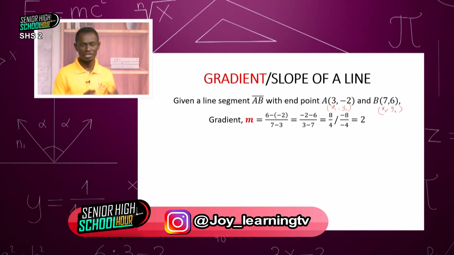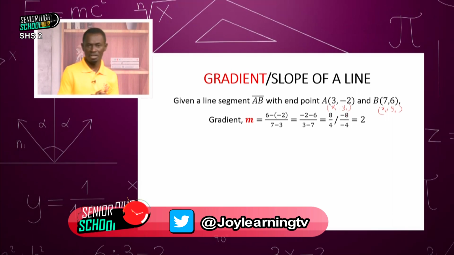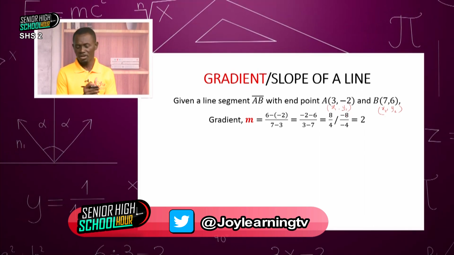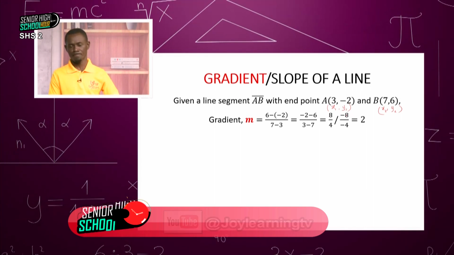But if I switched it, I'll have negative 2 minus 6, which will be negative 8, and 3 minus 7, which will be negative 4. In either case, 8 divided by 4 or negative 8 divided by negative 4, I'll have my gradient M being equal to 2. So change in Y on change in X, that ratio will be 2:1.